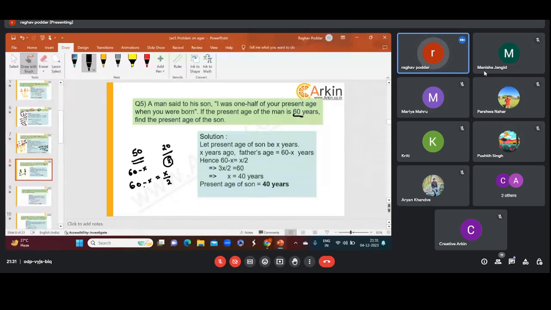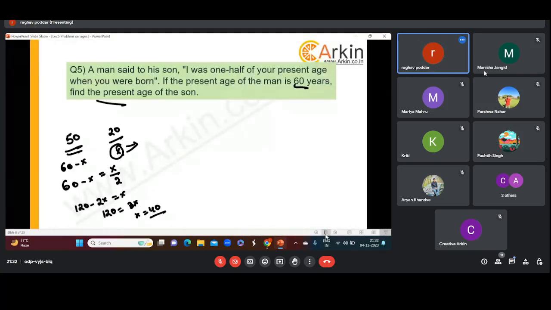Now what do I do? I take 2 this side. So it will be 120 minus 2x is equal to x. 2x this side, so 120 is equal to 3x. The value of x becomes what? 40. What was I asked? Find the present age of son. The present age of son was x, so the value is 40. Understood everyone? How did I form the equation? Any doubts anyone has? Everyone clear with this?